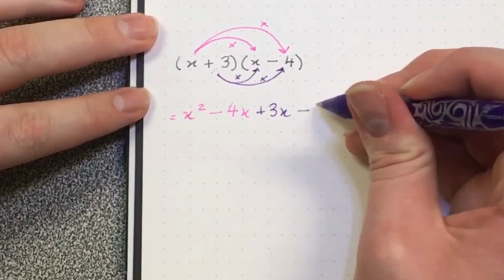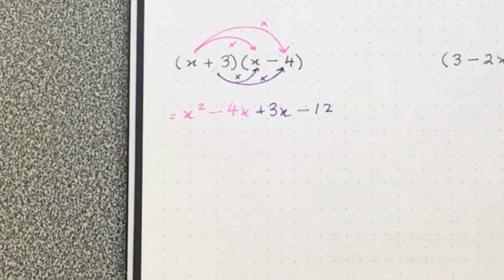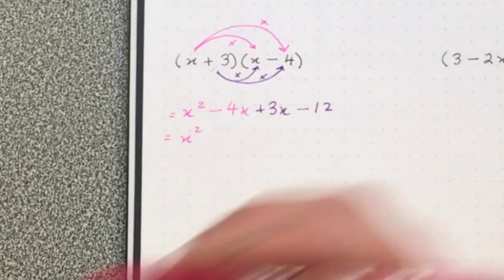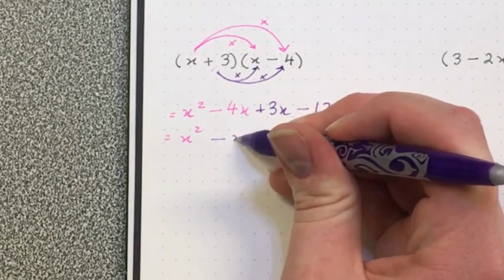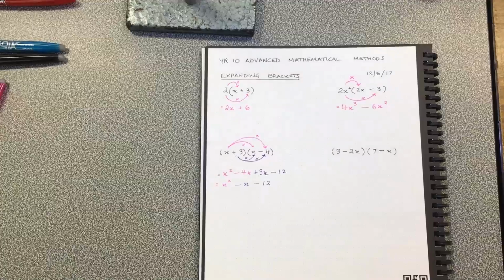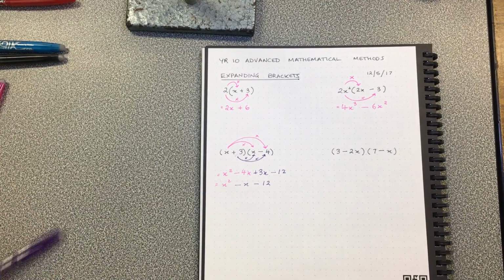Come on. Negative 12. There it is. Let's simplify, so we need to collect some like terms. What's negative 4x plus 3x? Negative x. So negative x minus 12. That it is.